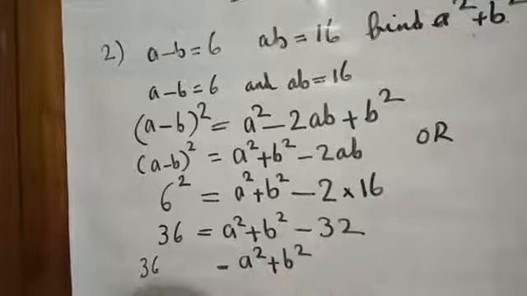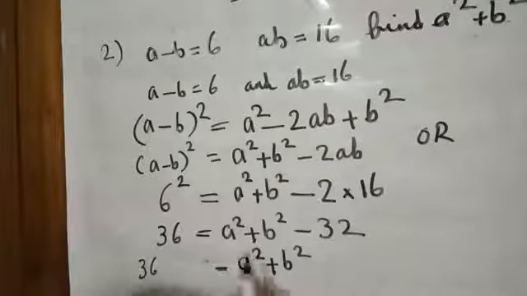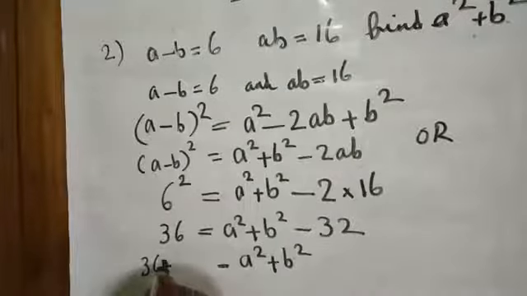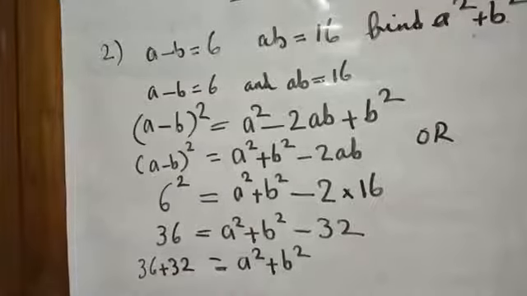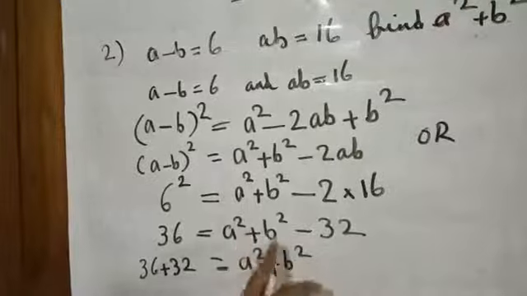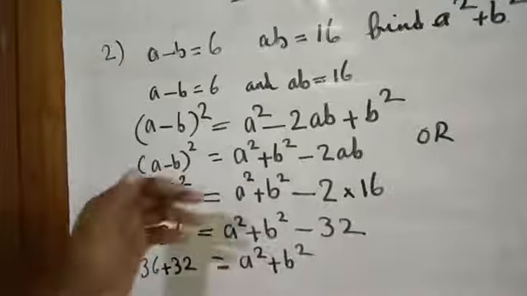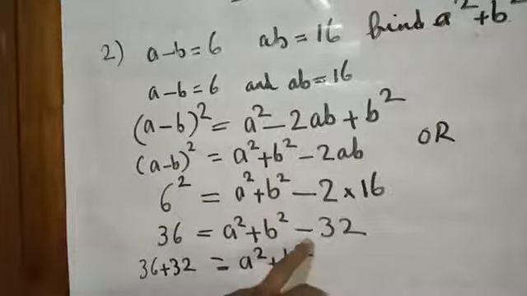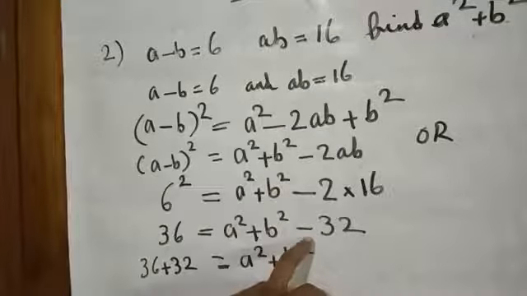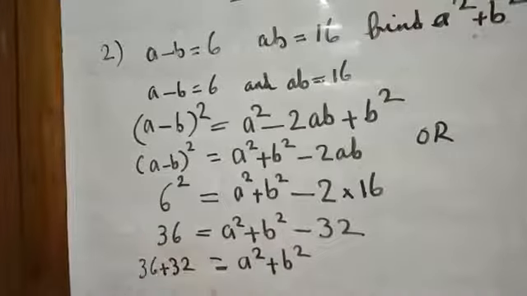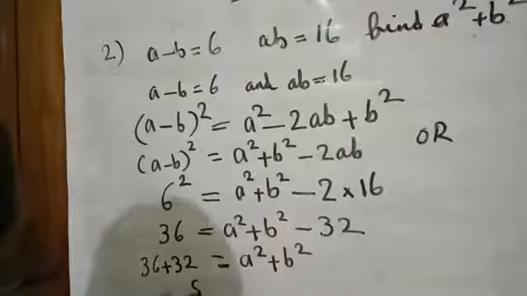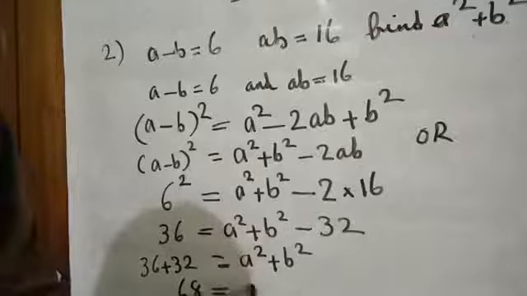So this minus 32 we bring to the opposite side. What happened to minus 32? Plus 32. Okay, here minus 32 is there. We want to find a square plus b square. What happens to minus 32 if it goes to the opposite side? It will become plus 32. So 36 plus 32. What is 36 plus 32? 68.